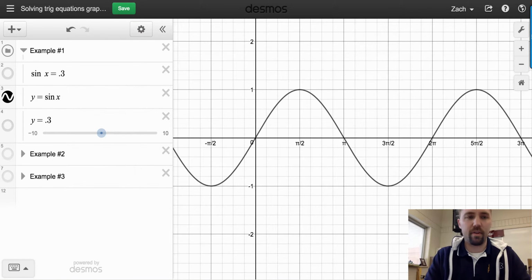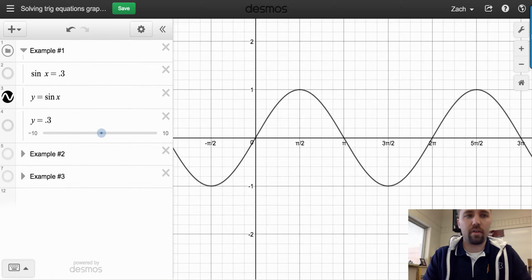Alright, so in this video I want to look at how to solve trig equations. Graphically, it's very similar to solving any equation with a graph, but trig equations are a little bit different in that they are periodic, right? So they repeat over a given interval.